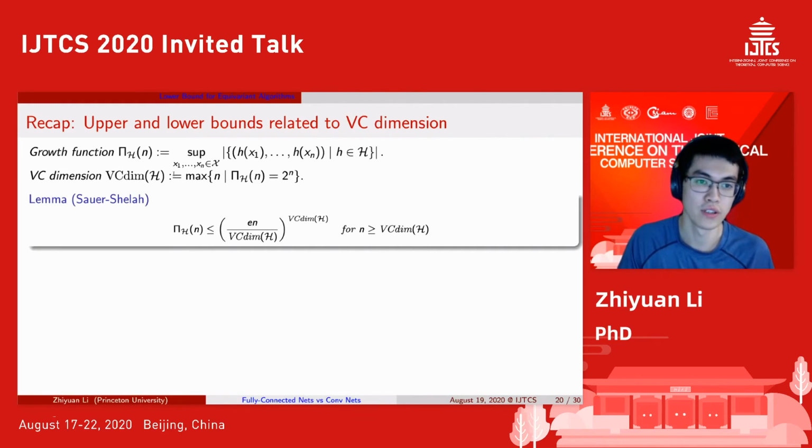And we have the following very famous Sauer-Shelah lemma, which says that if the VC dimension of a function class is bounded, then the growth function can be upper bounded by a polynomial whose degree is equal to the VC dimension.